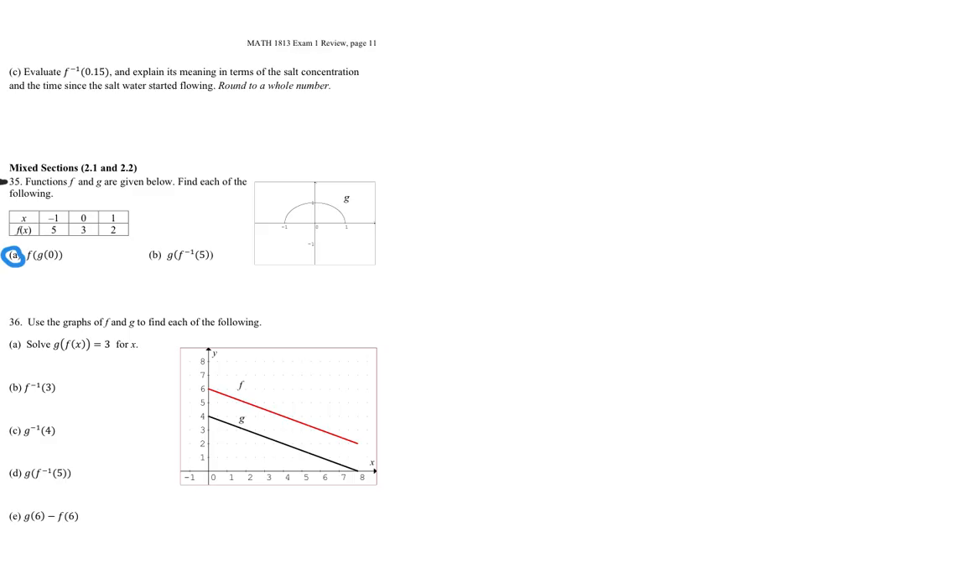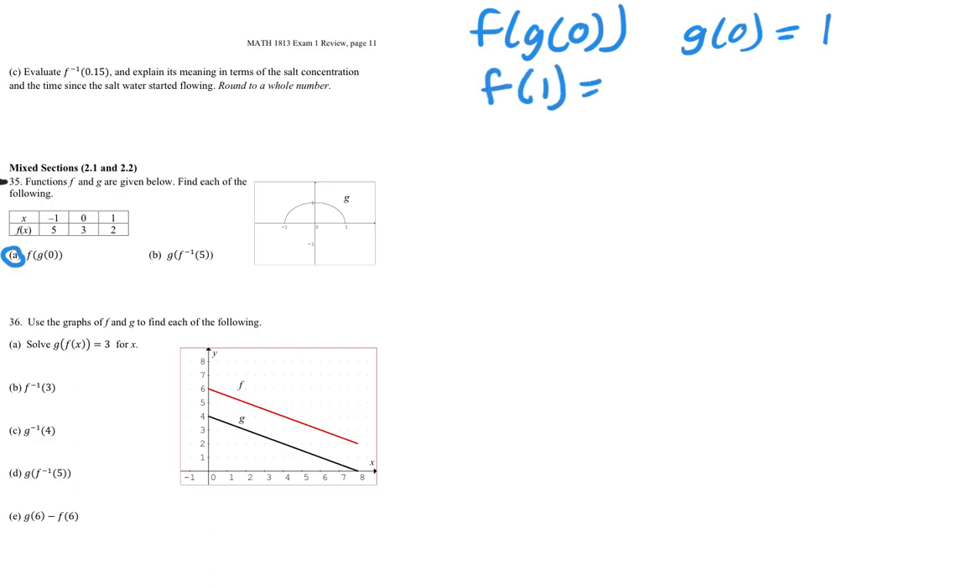Okay, so we want to find f of g of 0, where functions f and g are given below. F is a table and g is a graph. The first thing we want to do is find what g of 0 is. So we come to our graph. When x is 0, g is 1. Now we want to find what f of 1 is. When x is equal to 1, f of x is equal to 2. So f of g of 0 is just 2.